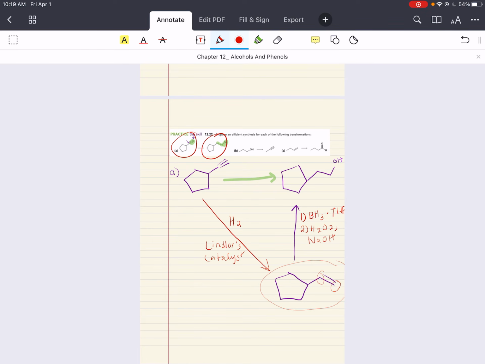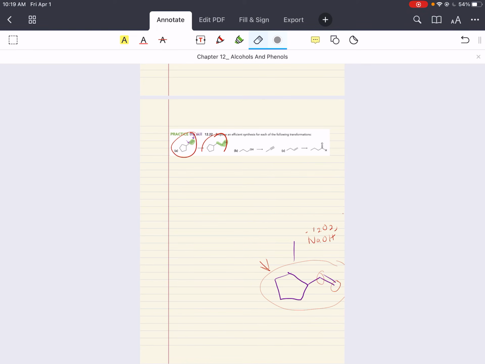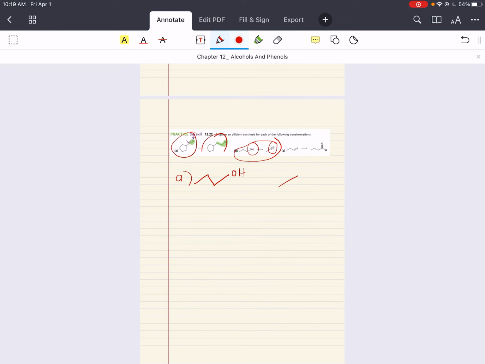Fantastic. Now I'm going to do one more for you, and we'll leave the third one as one that you can attempt on your own time. So B is the opposite, sort of, in theory, going from alcohol to triple bond. So let's do that one together, and I'll leave C for you to attempt. So our goal is to take this primary alcohol and convert it to a triple bond.